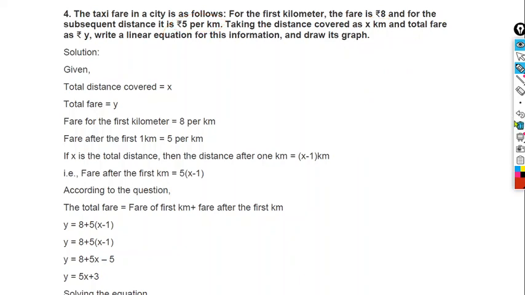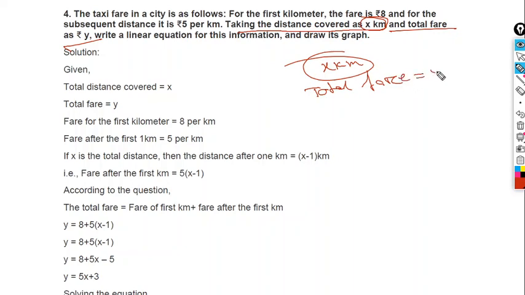So taking the distance covered as x kilometers. How many kilometers are you moving? You are moving x kilometers. And total fare as y. So the total money you have spent is equal to y. Now write a linear equation for this information and draw the graph. So we have to first write the linear equation.